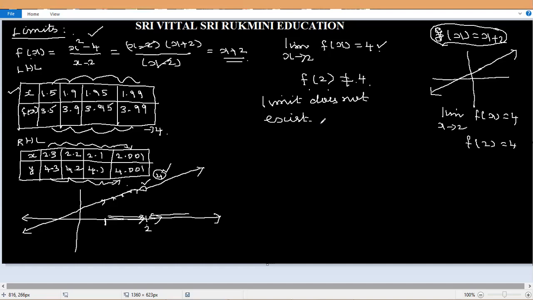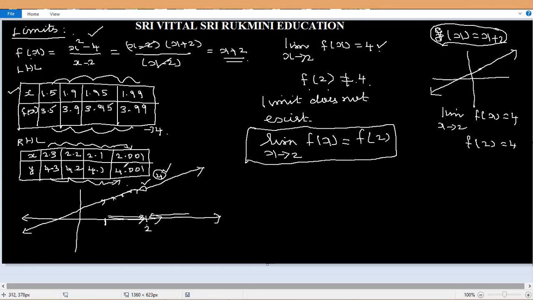Then the third point is that limit exists or does not exist depends upon the point. If the limit x tends to 2, f of x is equal to f of 2, then we say that the limit exists. At the same time, the limit does not exist. What are all the possibilities? Please understand, when I write limit x tends to 2 f of x, there are two things which are hidden, that is left hand limit as well as right hand limit.